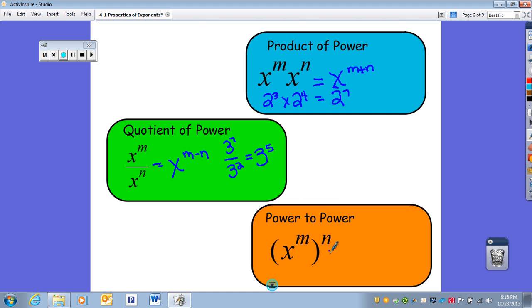When we have the power to a power rule, we're going to keep the base and we're going to multiply the exponents together. For example, if I have 2 to the 3rd power and I'm raising that to the 2nd power, I multiply the exponents and that's going to be 2 to the 6th power.